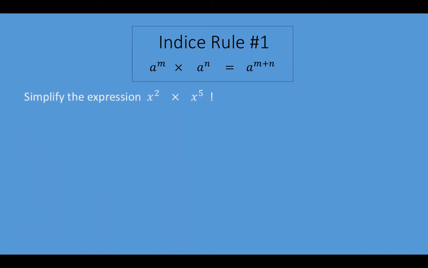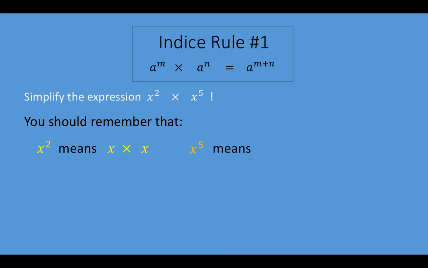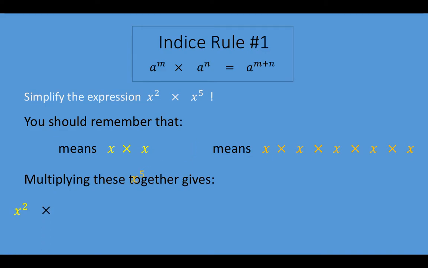So let's say we have to multiply x squared by x to the power 5. Well, what we should remember is that x squared really just means that it's x multiplied by x. And then by the same reasoning, x to the 5 means that we've got 5 x's all in a row, all multiplied together. So, if we want to multiply these together, we need to take the x squared and multiply it by the x to the 5.